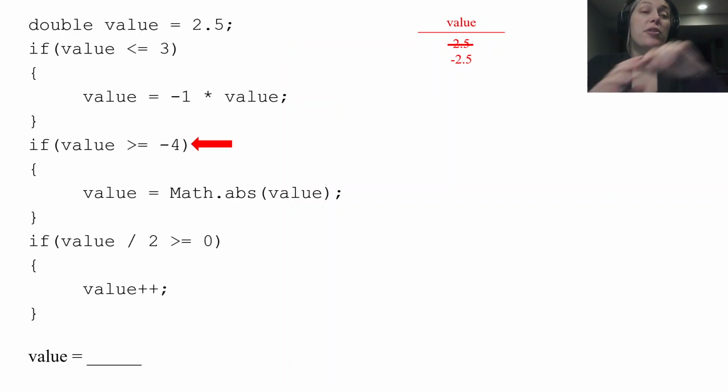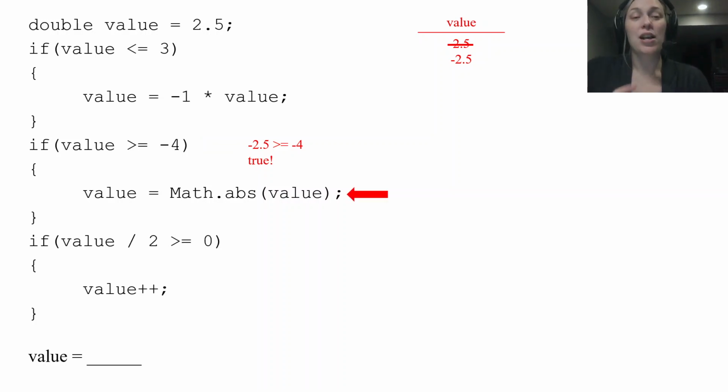Is value greater than or equal to -4? Okay. Always be careful with your negatives. Is -2.5 greater than or equal to -4? If you have trouble with negatives, think of a number line. This is a true statement. -2.5 is greater than or equal to -4. So we have a Math.abs, absolute value. So -2.5 becomes +2.5 again.